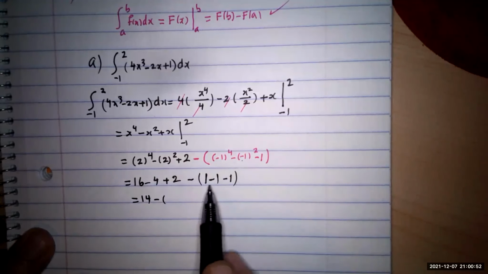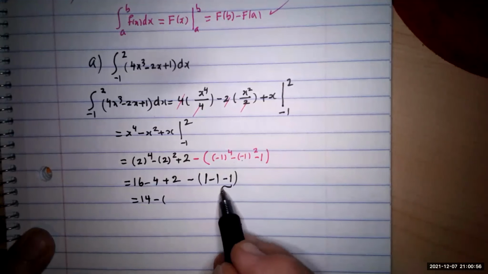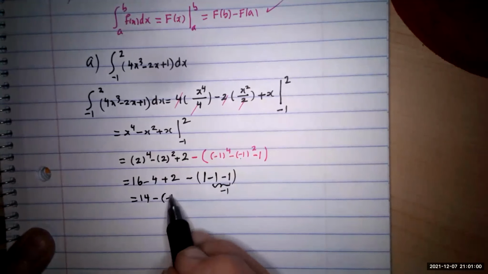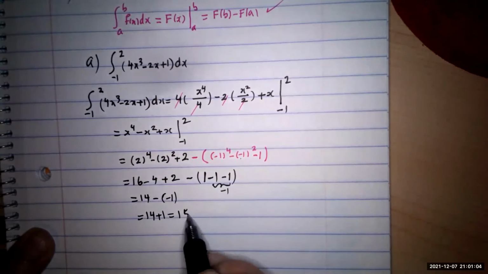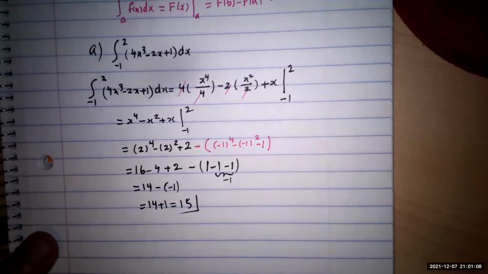Minus, inside, 1 and 1, -1 cancel out, you get -1. So that would be a -1, and there is a negative outside. Now let's write it down. So that gives you 14 plus 1, which is equal to 15, the final answer. Okay, the result must be a number.